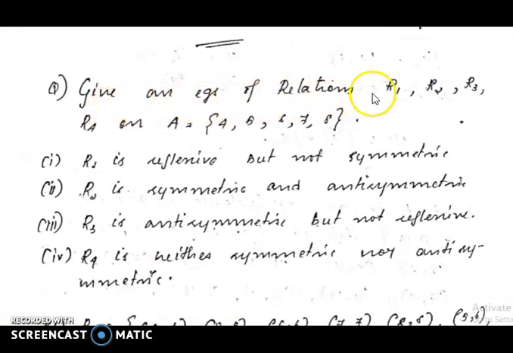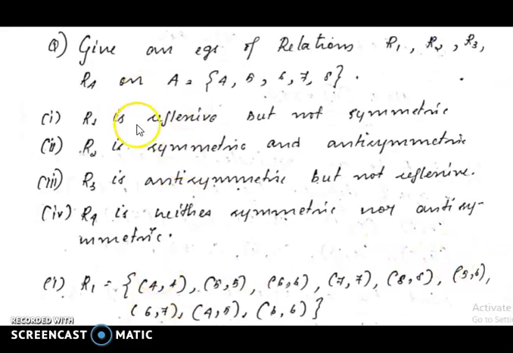Next question. Give an example of relations R1, R2, R3, R4 on A equal to {4, 5, 6, 7, 8}. We have to give examples of relations. R1 is reflexive but not symmetric. R2 is symmetric and anti-symmetric. R3 is anti-symmetric but not reflexive. R4 is neither symmetric nor anti-symmetric. So for the first, we need a relation that is reflexive but not symmetric. What is reflexive? Reflexive means (a, a) belongs to that relation, right?